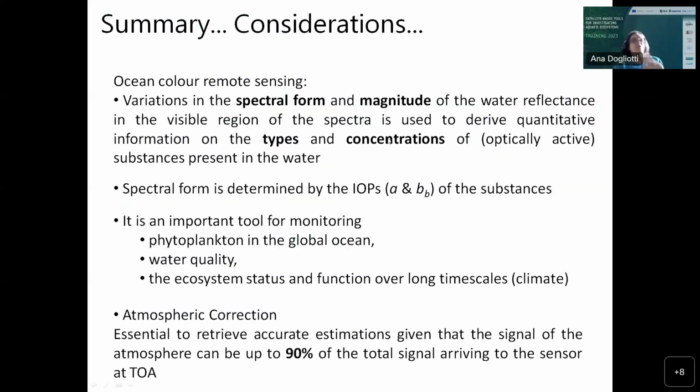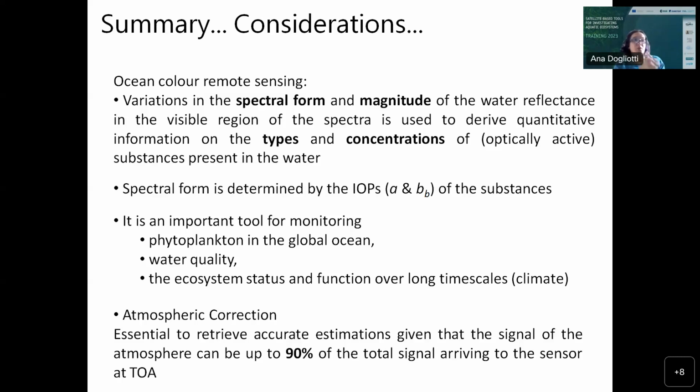So to sum up this webinar, ocean color remote sensing is the variation of the spectral form and magnitude of the water reflectance in the visible part. That's what relates to color. And basically it's used to derive quantitative information on the type and concentration of substances that are capable of changing the water color. You cannot derive any substance you would like, but if they change the color, you might be able to estimate them.